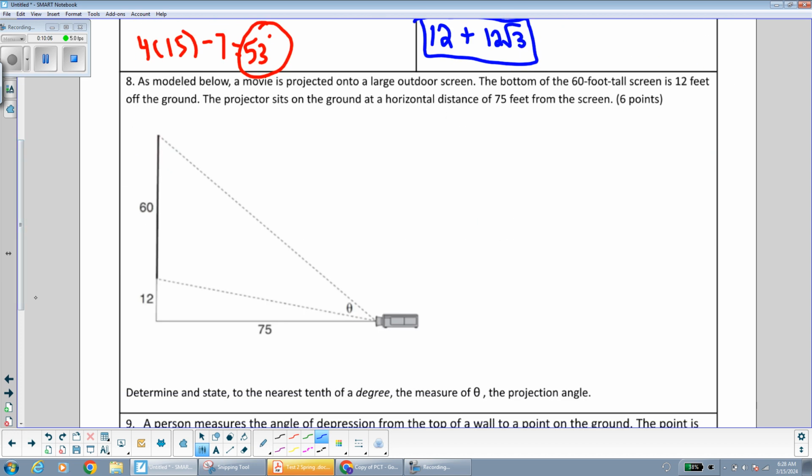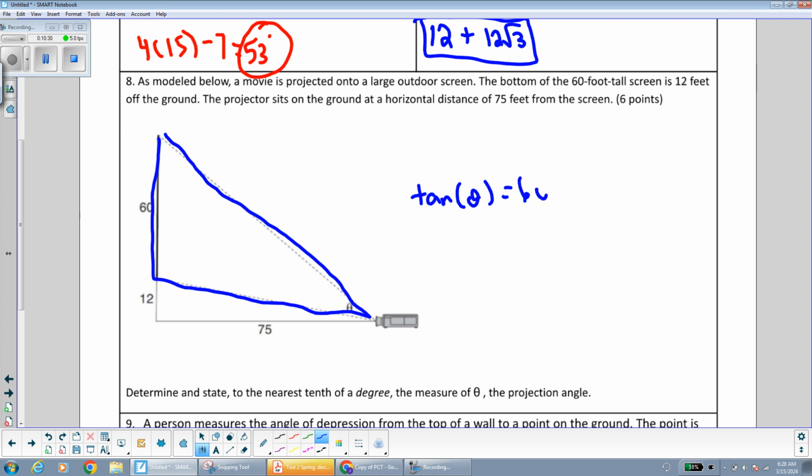Okay, this one's one that we actually did in class, and they do ask a lot of Regents questions similar to this. We're finding angle theta, and the problem is that angle theta is inside a triangle that is not a right triangle. So a lot of people were trying to set up tangent of angle theta is equal to 60 over 75, but you can't do that. It's not going to result in the correct answer because that is not a right triangle and you can't use a trig ratio on it.